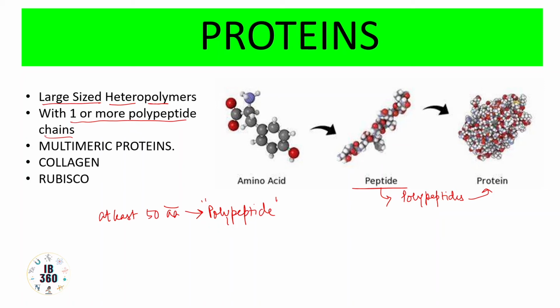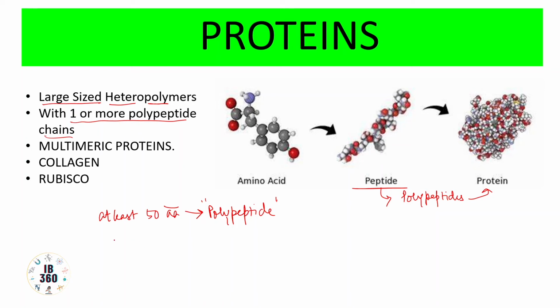Now, a protein which has a single polypeptide is called a monomeric protein. Examples of monomeric proteins would be myoglobin or ribonuclease. Ribonuclease is an enzyme which breaks down RNAs. Okay, so this is one point.